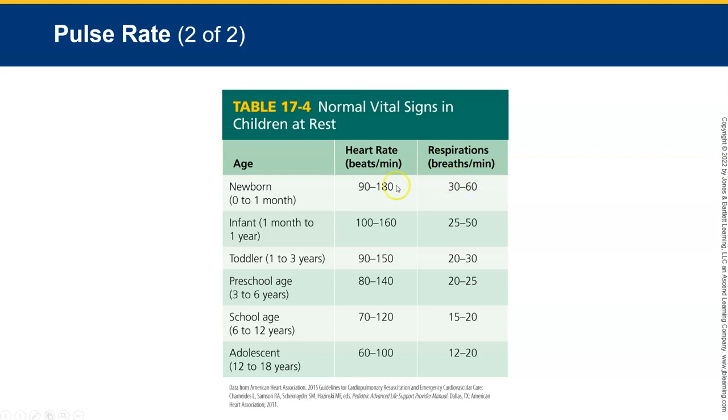If an adult is at 180, that's a real problem. That's some decreased cardiac output, and their color is going to be changing and all of that. That's a normal heart rate here. It's on the high end, but it's a normal heart rate.